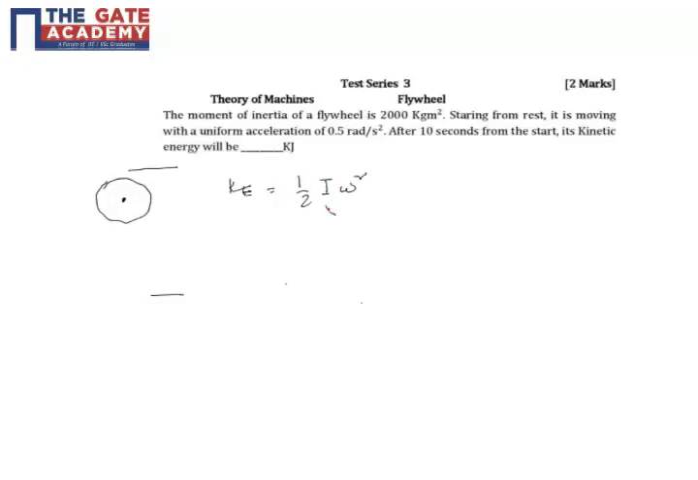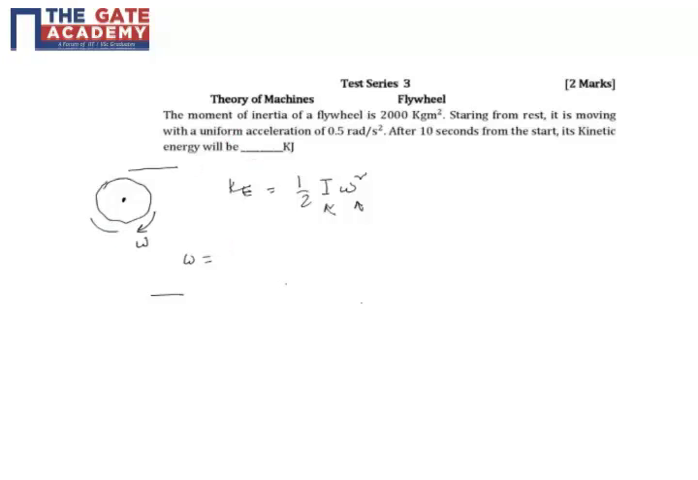So mass moment of inertia into angular velocity whole square. Now the mass moment of inertia is given, which is 2000 kg per meter square. What we don't know is the angular velocity. When you start from rest, it is given that it has a uniform acceleration. So the equations of rotational mechanics are synonymous with the linear motion. So the rotational velocity is like a linear velocity.